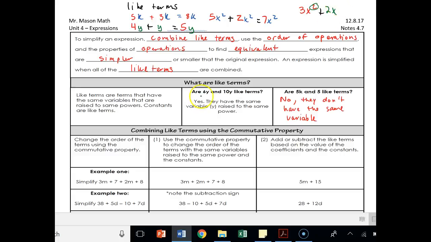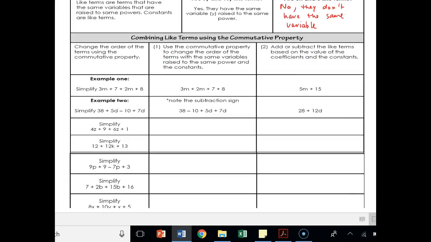All right, so if we go down here, are 6y and 10y like terms? Yes, they have the same variable, y, and they are raised to the same power, 1, right? Or they have no exponent. Are 5k and 5 like terms? No, and you should write this down. They don't have the same variable. This has a k, whereas this constant simply has no variable attached to it.